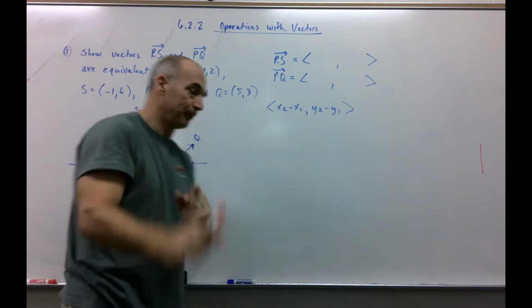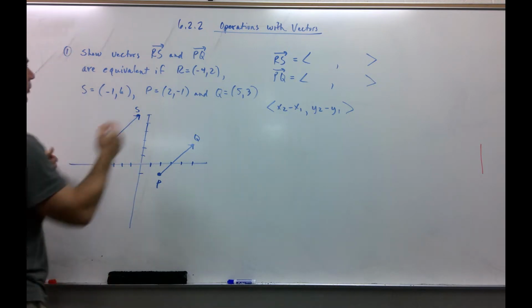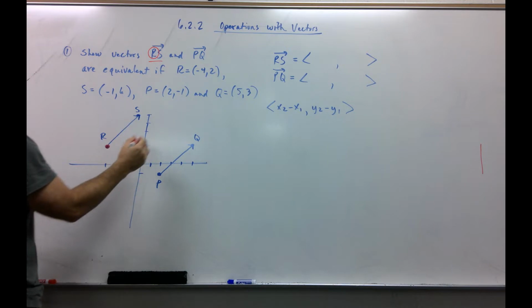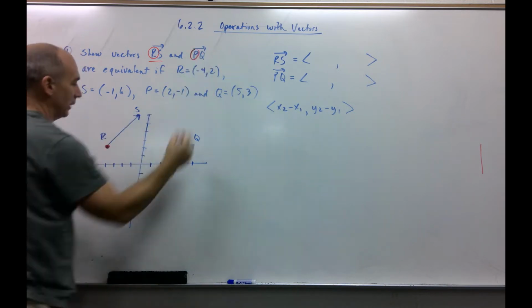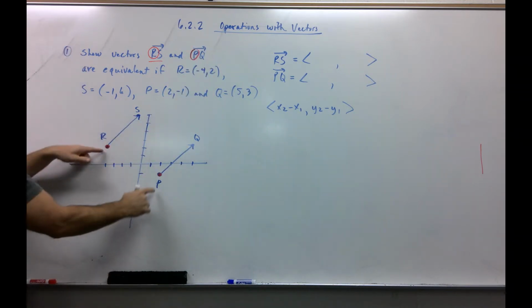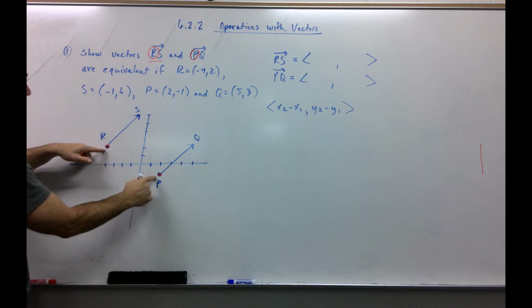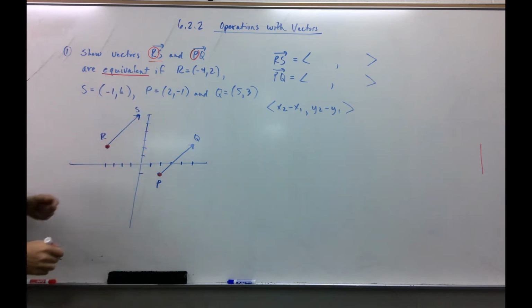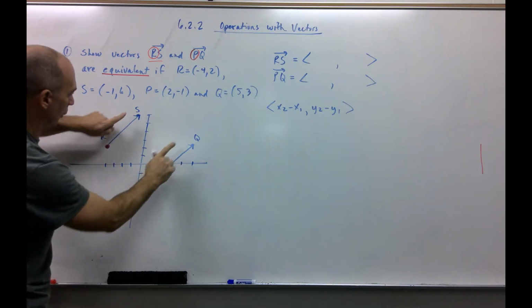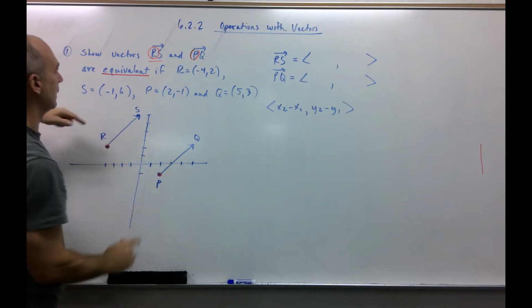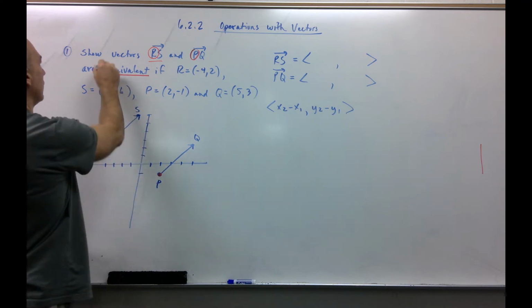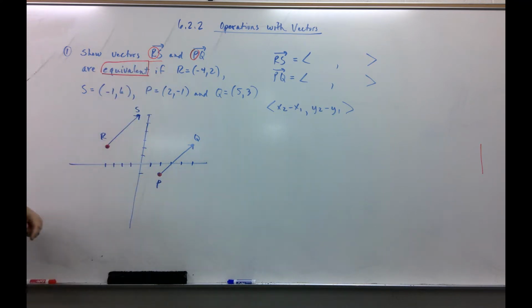Now, show that the vectors are equivalent. Remember, it matters that you start here, and for PQ, it matters that you start there. There's our x1, y1. Show that they are equivalent. Well, it means they have the same direction, which you can kind of look at, and they have the same magnitude. You're kind of like, yeah, I think they're equivalent. Now, they want you to do a little more than that.